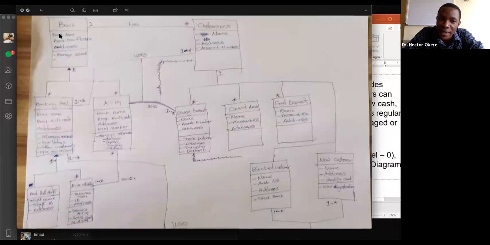So if you see, one bank has many customers, can you see? From the top, one bank will have many customers. That star means many, okay? So one bank has a bank name, the bank has a SWIFT code. You know what a SWIFT code is? All the international students will know what a SWIFT code is. We'll have address, okay? And behavior is manage account.